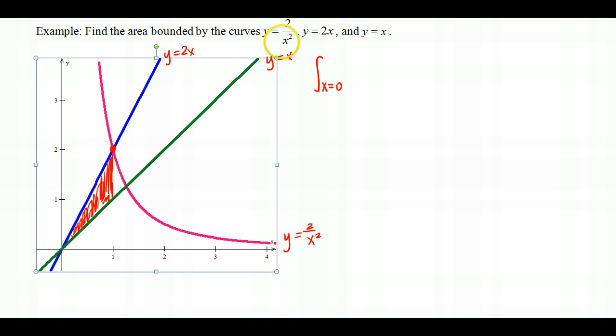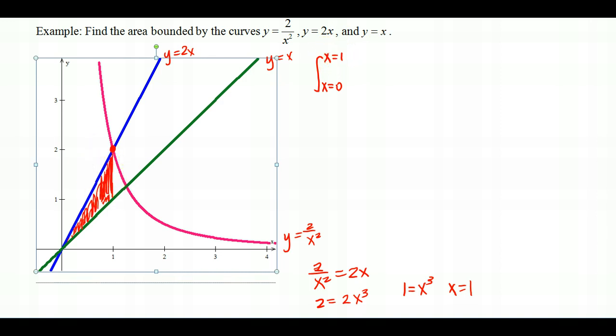So what would we do? We would set the pink graph, 2 over x squared, equal to the blue graph, 2x, and we would try to figure out what x value solves this. So let's multiply both sides by x squared. I'd have 2 equals 2x cubed, and that's 1 equals x cubed if I divide both sides by 2. And the only thing that's going to solve this is x equals 1. So x equals 1 is the correct upper limit of integration for the first integral.